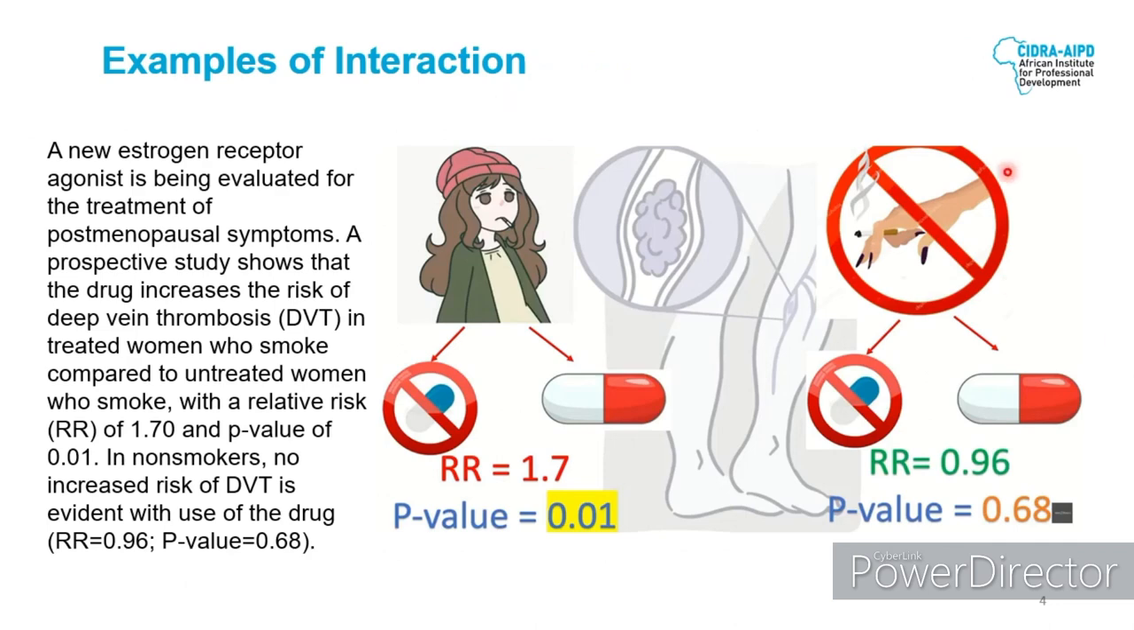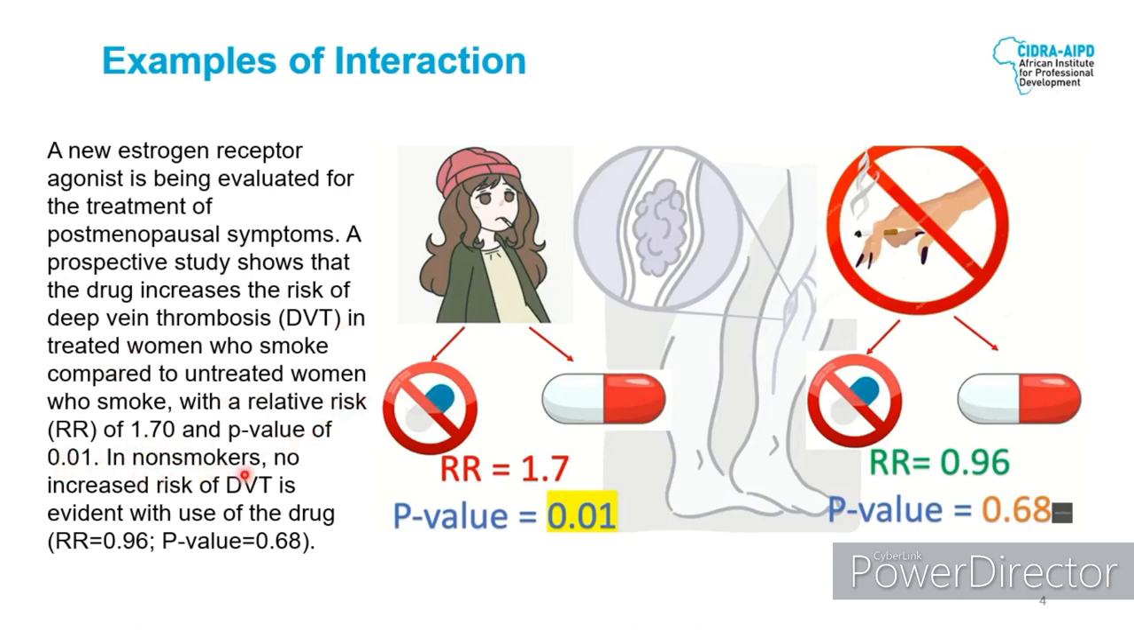So this is an example of interaction. Let's say a new estrogen receptor agonist is being evaluated for the treatment of postmenopausal symptoms. A prospective study shows that the drug increases the risk of deep vein thrombosis, DVT, in treated women who smoke compared to untreated women who smoke, with a relative risk of 1.70 and p-value of 0.01.